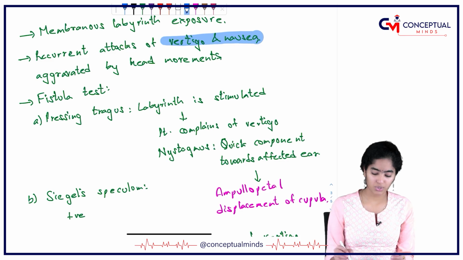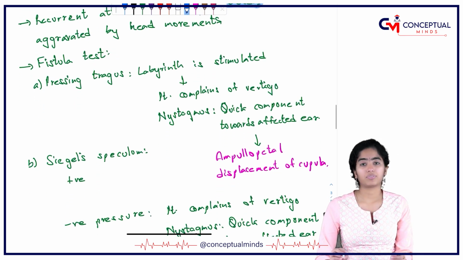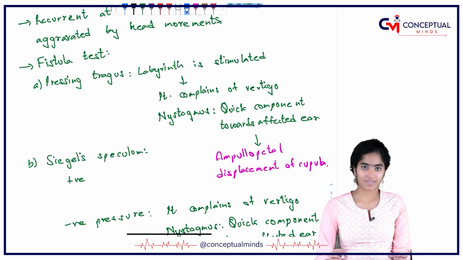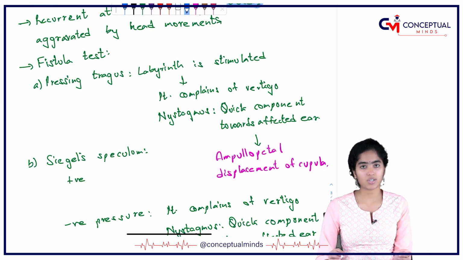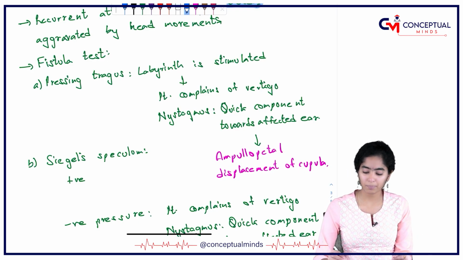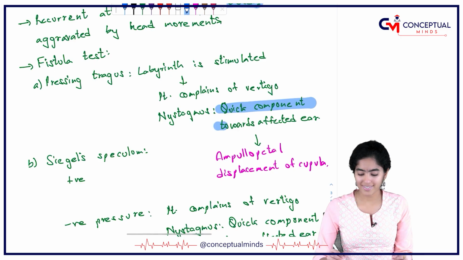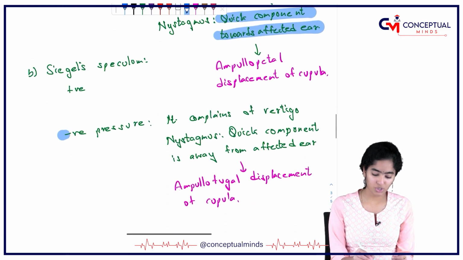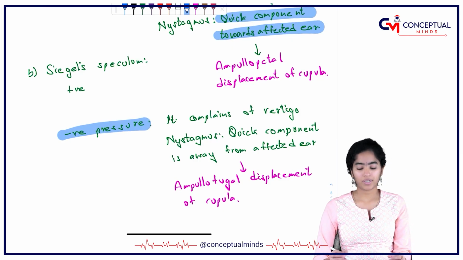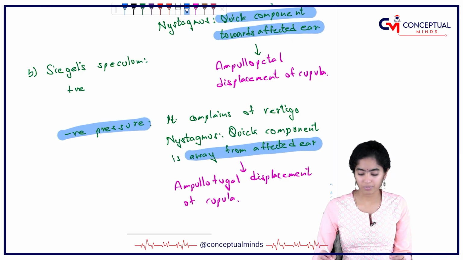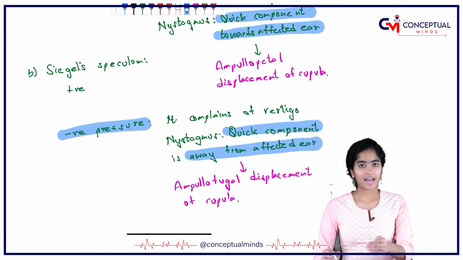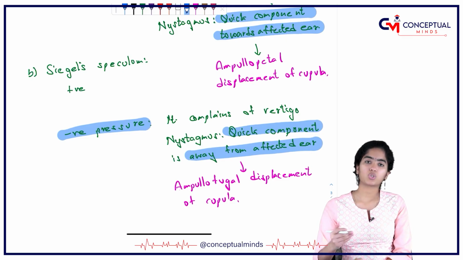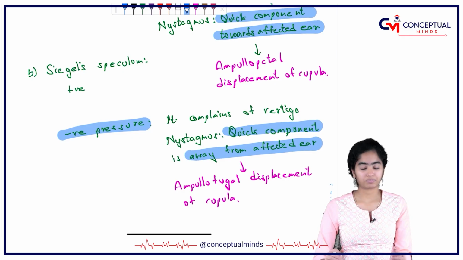And if you do a fistula test, you will observe that when positive pressure is applied by pressing the tragus or by using a Siegel's speculum, the quick component of nystagmus is towards the affected ear. And when negative pressure is applied, the quick component of nystagmus is away from the affected ear. This is ampulofugal. And when it is towards, it is ampulopetal.